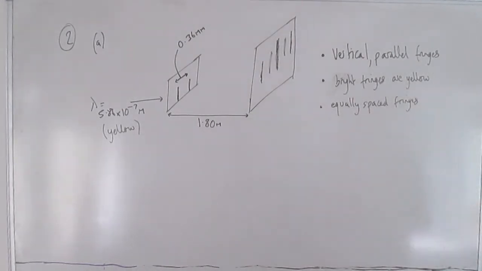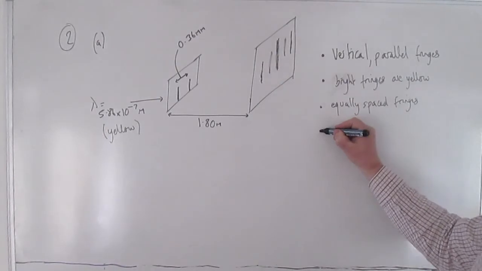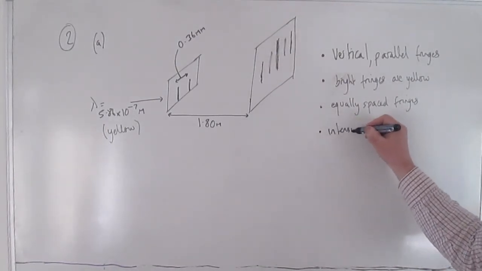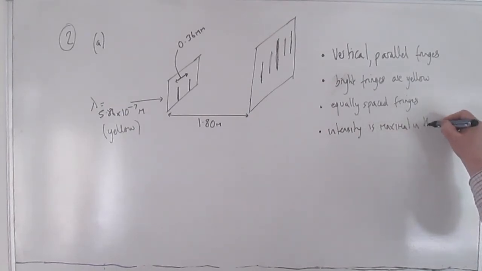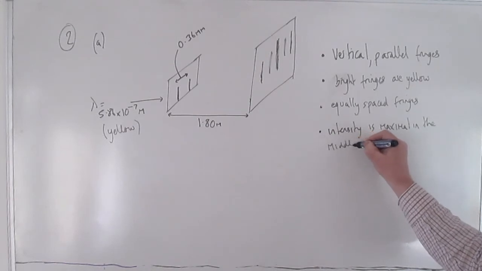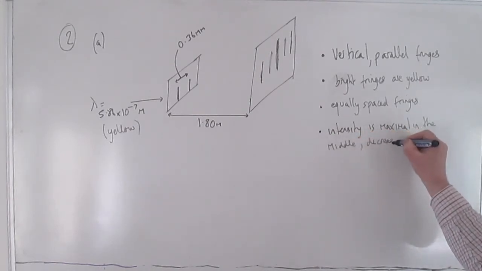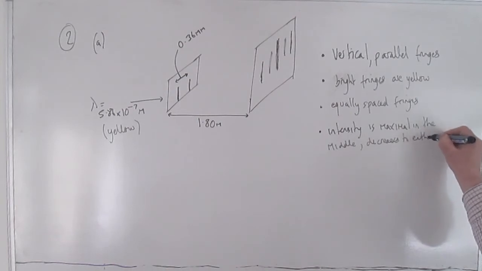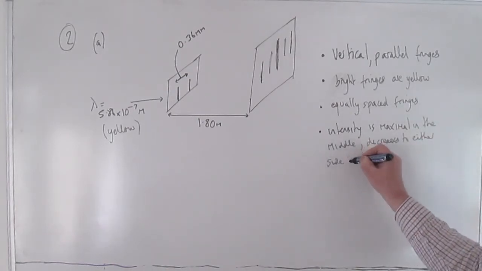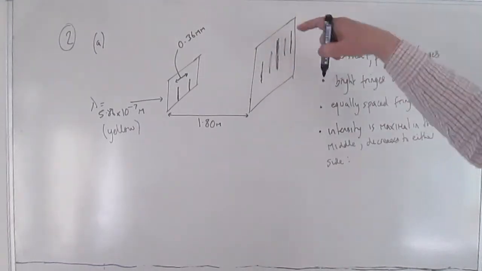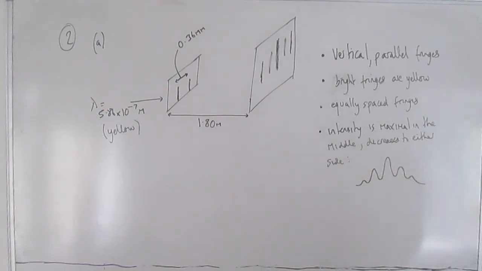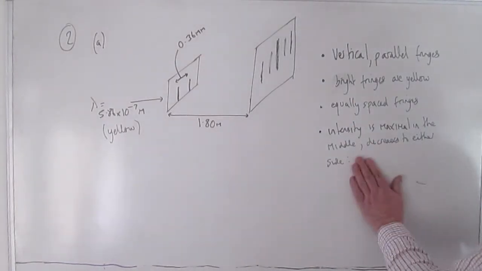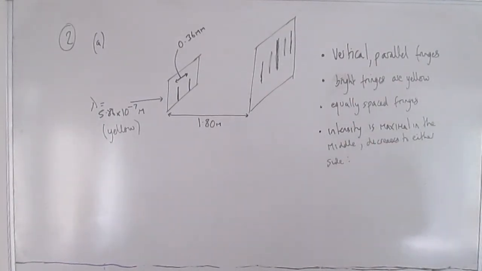Okay, so they're equally spaced fringes, and the intensity is maximal in the middle, decreases to either side. So remember, if you actually looked at, measured, quantified the intensity of those fringes, you'd get something that looked like that, if that was the intensity as a function of the position. Okay, so those are the features that you need to make sure you've described in part A.